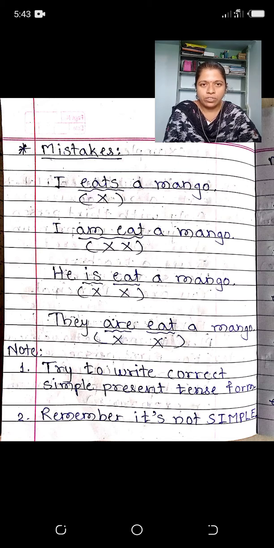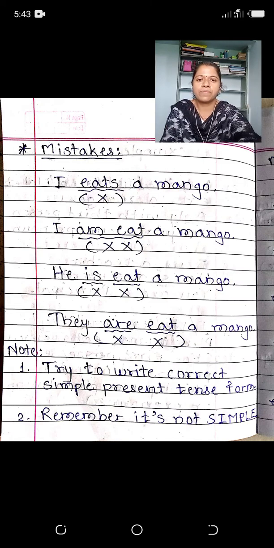Okay. So with the help of the rule, the formula, and the examples I have given earlier, you can correct these sentences. This is your exercise for today. Try to write correct simple present tense forms in the above wrong sentences. And remember once again, as its name tells you, simple present tense is not simple, but we have to use it frequently, and so we must know how to use it properly.